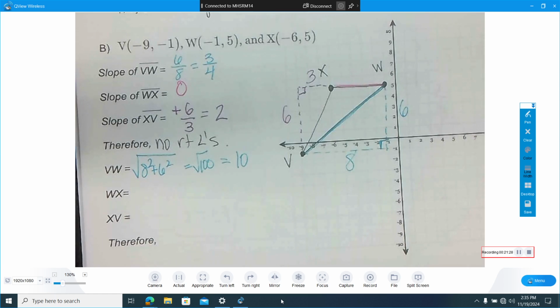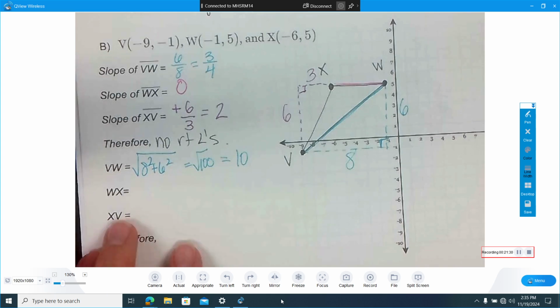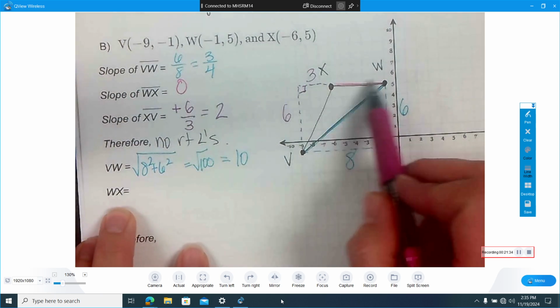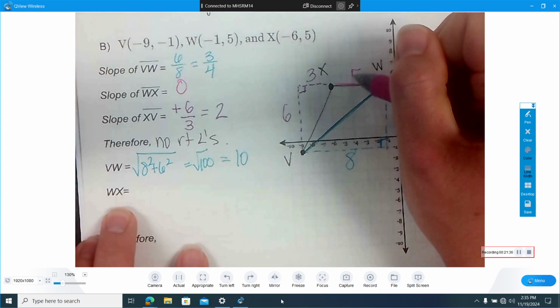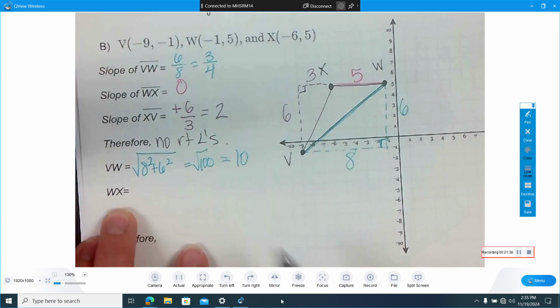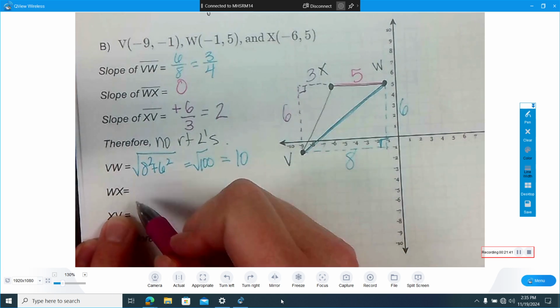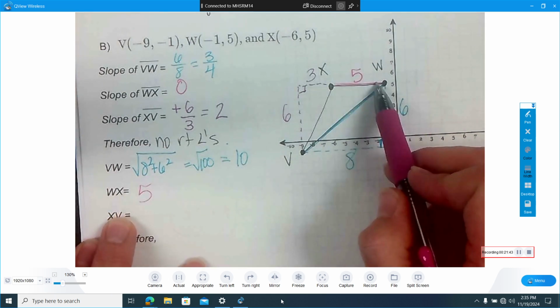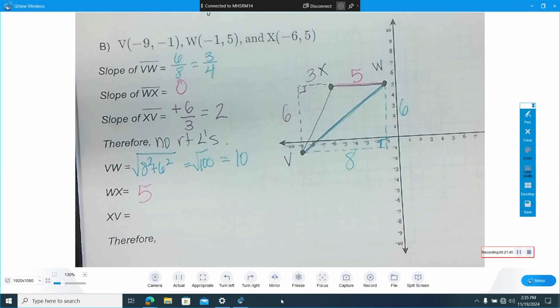All right. Okay, and then WX. All right, here's your question, Curtis. WX is how long? 5. Do we need to do the slanty, or sorry, the radical thing? No, because you can just count. You can just count. Yeah, it's a nice horizontal line. You can just count it. If it was vertical, you can just count it very easily.